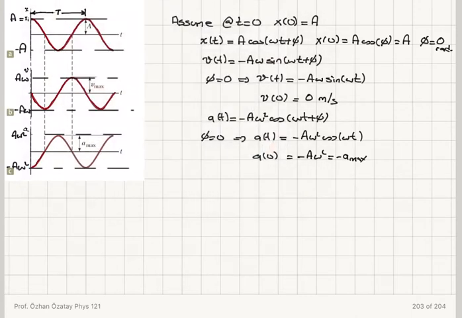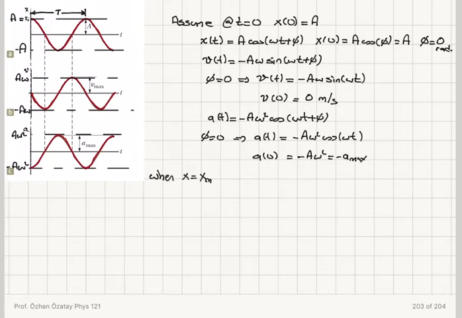Okay, so it's oscillating with the cosine function, and it will basically follow the cosine function. All right, so it will follow the cosine function.